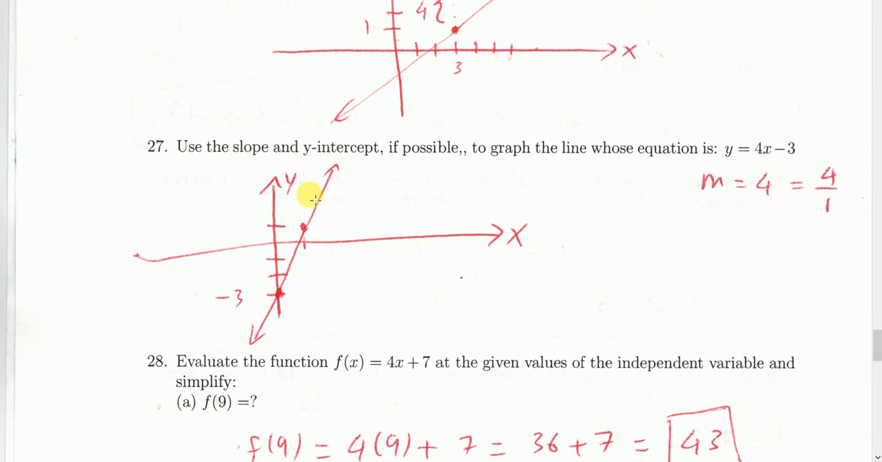Use the slope and the y-intercept, if possible, to graph the lines. The equation is y equals 4x minus 3. Remember, we need to identify the slope first. The slope is the number in front of the x term, which is 4. And 4 can be written as 4 over 1, which is rise over run. So we have minus 3 for the y-intercept. Plot minus 3 on the y-axis first, then go up 4, 1, 2, 3, 4, and then go to the right by 1, which is this point, and connect them together.